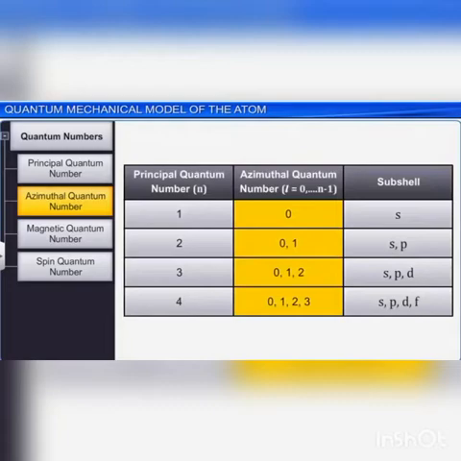The value of L, in turn, defines the number of subshells, which means that when n is equal to 1, L is equal to 0. That is, there is only one subshell in the first main energy level. Similarly, for n equal to 2, L is equal to 0 and 1. That is, there are 2 subshells in the second main energy level. And for n equal to 3, L is equal to 0, 1, 2. That is, there are 3 subshells in the third main energy level.